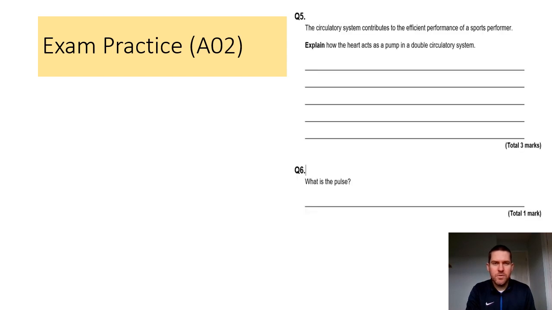Okay, and then for the exam practice AO2, question 5 and question 6, again, pause your video here, see if you can answer those two specific questions. First of all, explaining how the heart acts as a pump in a double circuitry system, so the cardiac cycle, and then finally question 6, what do we mean by a pulse rate? So pause the video here, see if you can answer that.